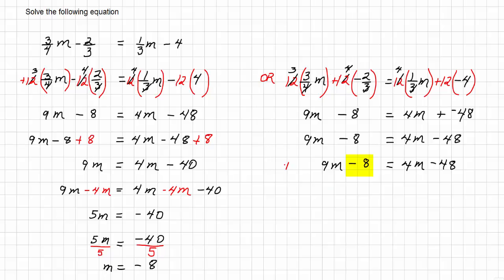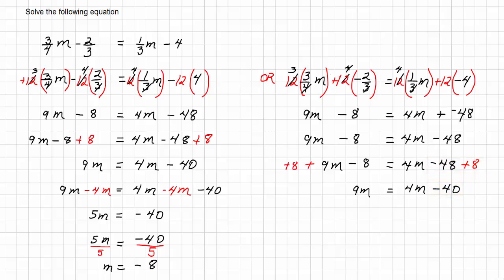As soon as I do that, though, I have to write a plus in front of the 9m in order to separate it. Now I write plus 8 on the right side of the equation, so I've added 8 to both sides. On the left side, the first plus 8 and the minus 8 still give me 0, so I'm left with 9m. And on the right side, the 4m minus 48 plus 8 is 4m minus 40.